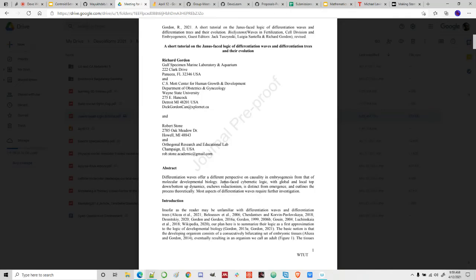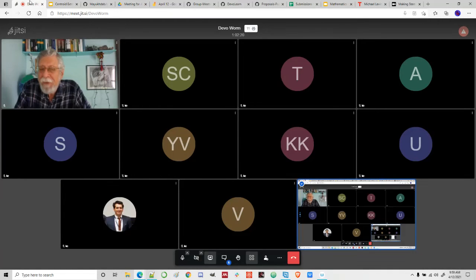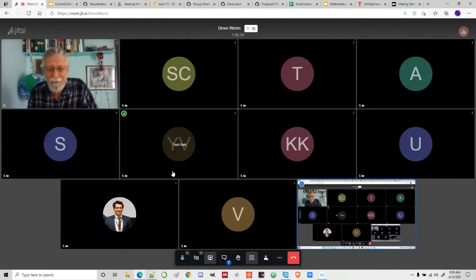And so Rob, I think this sounds like Rob's phrasing here. Janus face cybernetic logic, which Janus face is, I think, from Roman mythology, where you have two faces, and it's like good and bad or good and evil or something like that. And so it's a binary opposition.